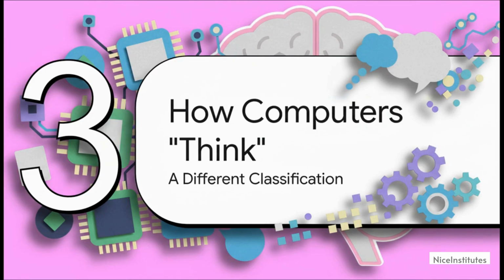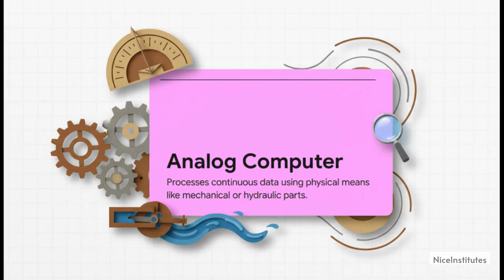Okay, so size is one way to look at it, but there's another, much more fundamental way to classify computers. Not by how big they are, but by the very nature of the data they process. It's all about how they think. First up, we have the analog computer. Now, this might seem a little old school, but it's a totally fascinating concept. Instead of using numbers, it uses continuous physical things, like, say, the movement of gears or the flow of water, to actually compute. It's a machine that works directly with the measurable, real world.